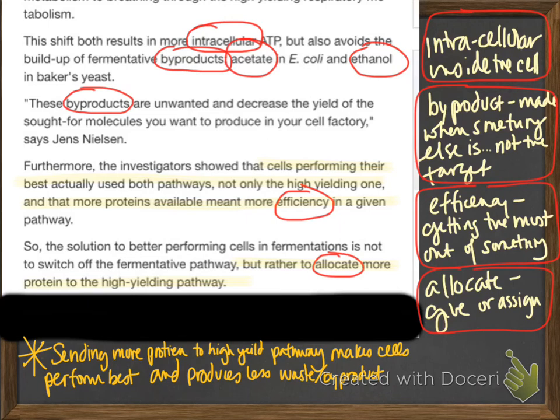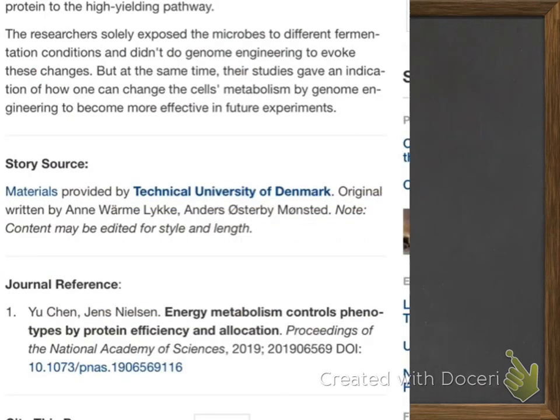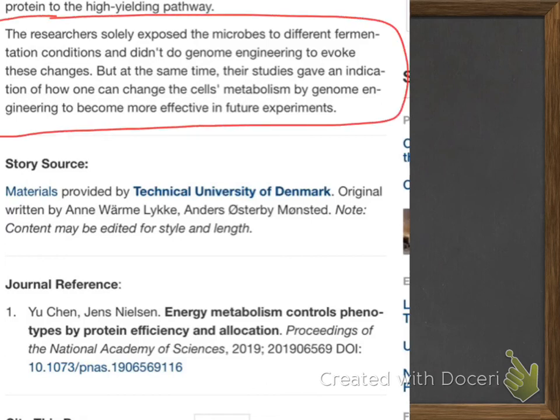Are we done yet? Let's see. So this is our last little paragraph. And if we read this, here's what we're told. The researchers solely exposed the microbes to different fermentation conditions and didn't do genome engineering to evoke these changes. But at the same time, their studies gave an indication of how one can change cells' metabolisms by genome engineering to become more effective in future experiments.